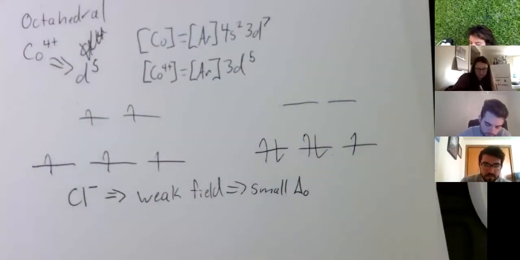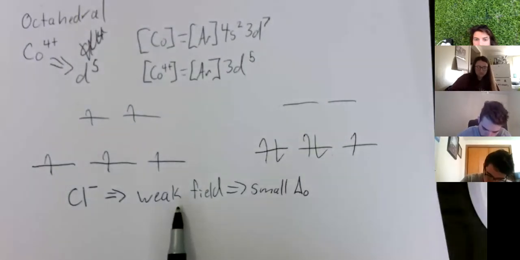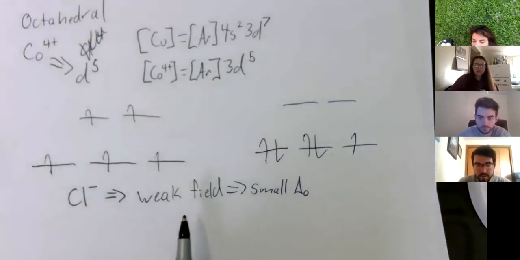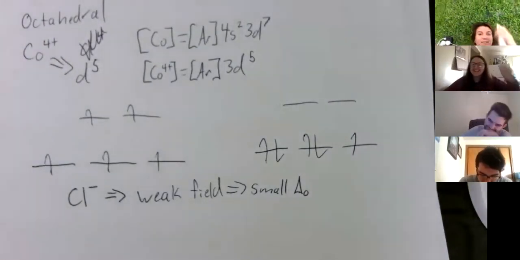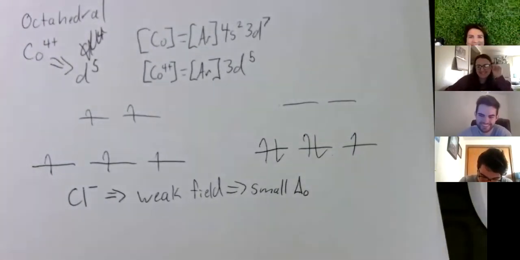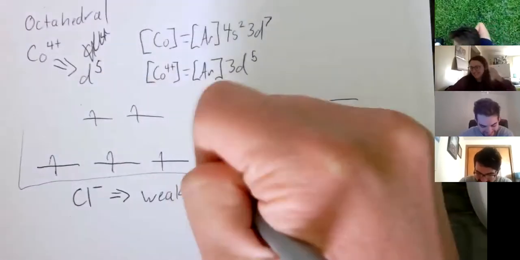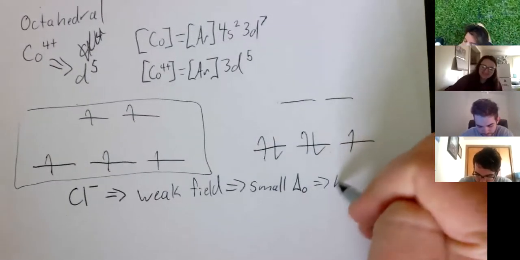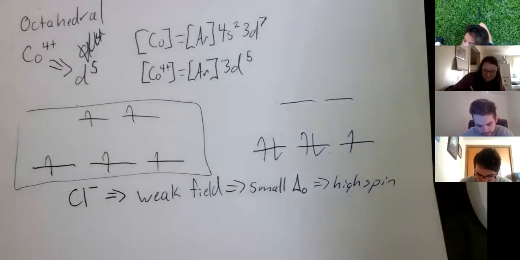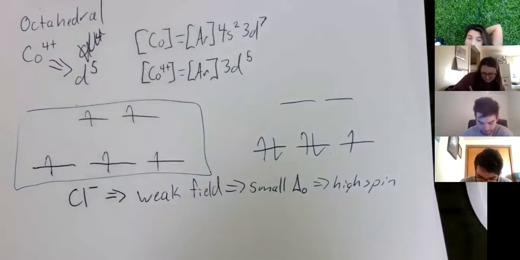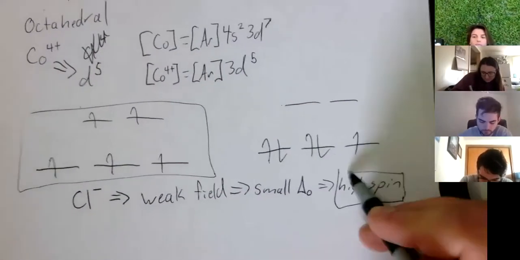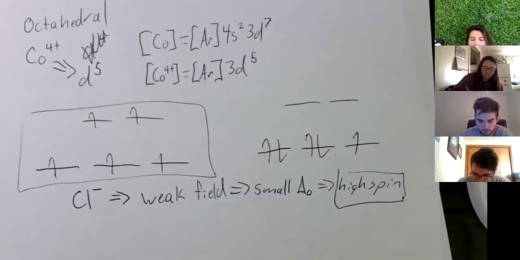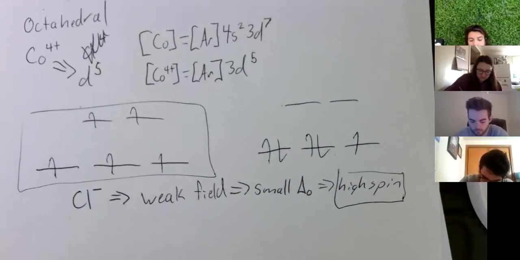Yep, low spin. What'd you say, Maddie? Nope, remember, weak field. Oh yeah, you're right. It's high spin. Sorry, I got confused. Even I get confused. High spin. There we go. So this is what we got. We got a high spin complex. Everybody feel comfortable with those steps? Okay.